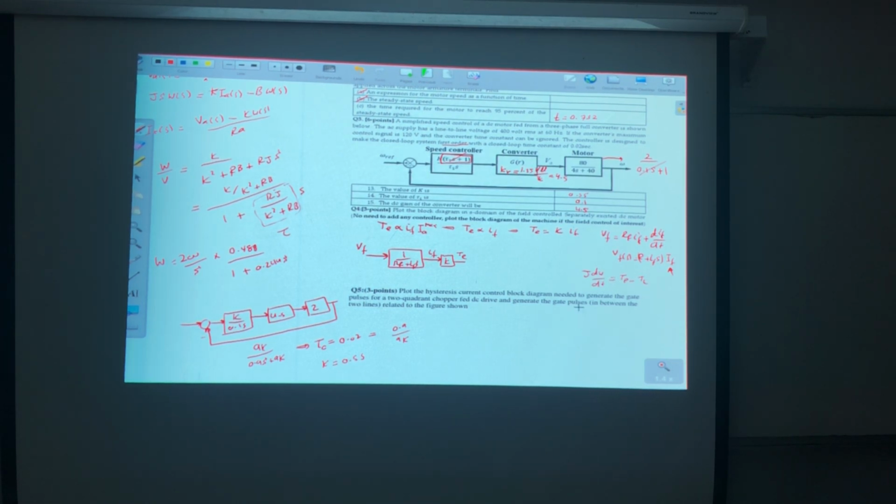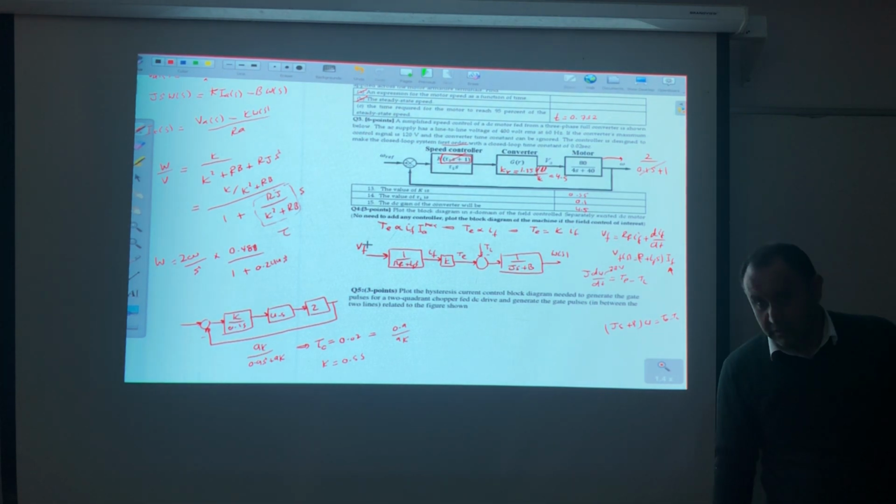In terms of Laplace, this will equal what? If I'm adding here plus B omega, it will be JS plus B omega must equal TE minus TL. So now I will subtract from this one TL. Then I will multiply by 1 over JS plus B, and I will get omega. And that's what I need. Difficult? No, it's not.